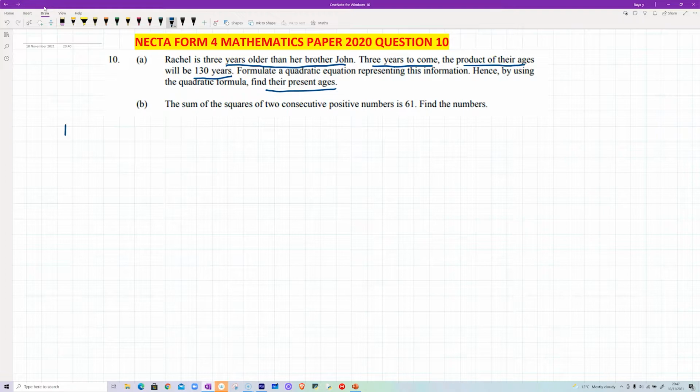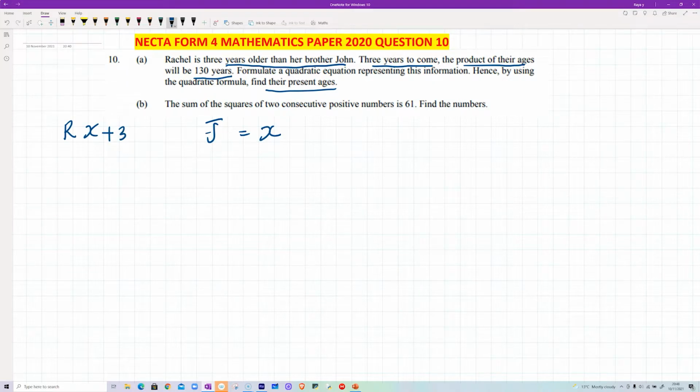Let's start with Rachel and John. We're going to put Rachel there and John somewhere here. Okay, so Rachel is 3 years older than her brother John. So John is the younger one. We can say John is X years old. So if John is X, then Rachel is going to be X plus 3. That's how old she is.